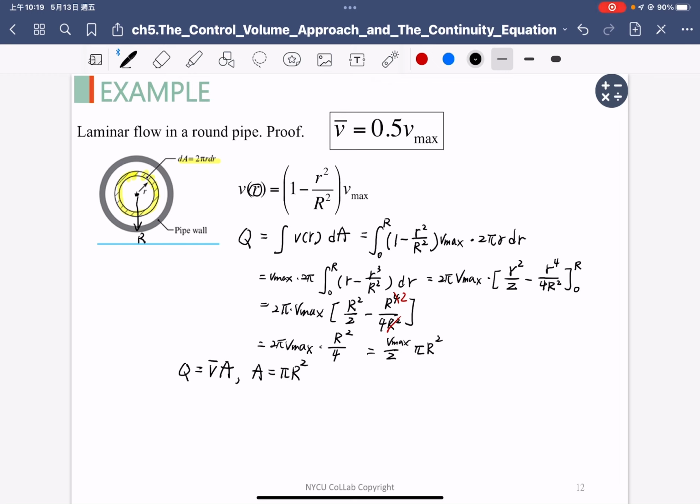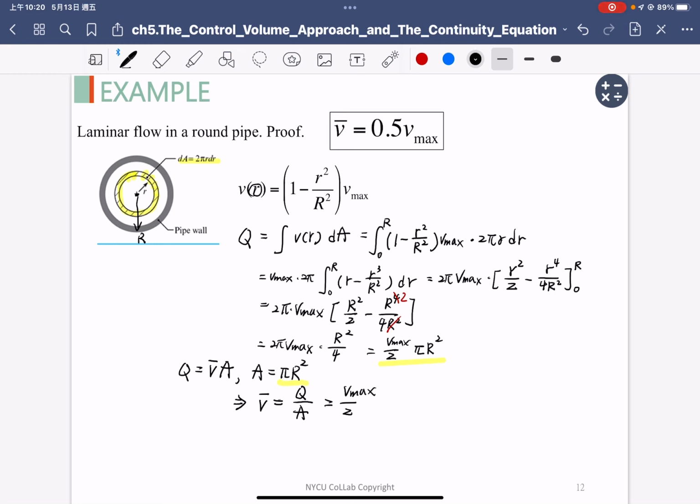Okay, so based on the equation showing here, the mean velocity is equal to the discharge divided by the total area. The discharge is already showing here in the result, and you divide by the total area, pi R squared. So finally you know that the answer for the mean velocity is V maxima over 2.